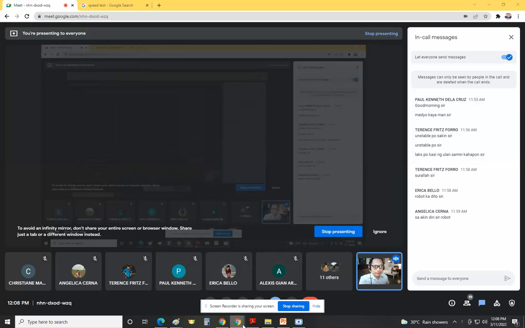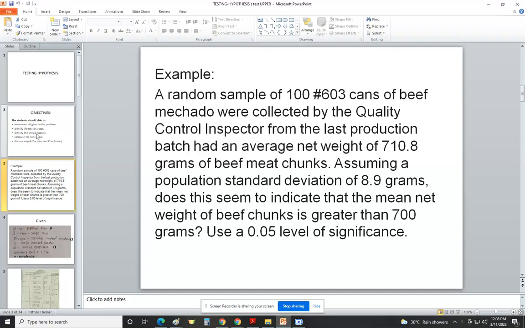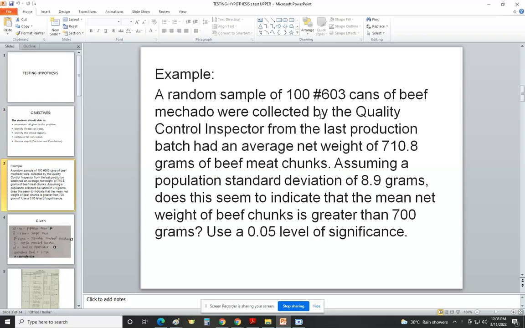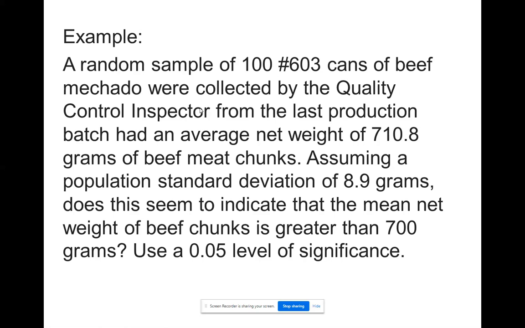Okay, so let's start again. So again, our topic for today is all about hypothesis testing. Okay, so these are our objectives for today. I asked one of you to read the problem. This is an example of hypothesis testing. Let us understand the problem.